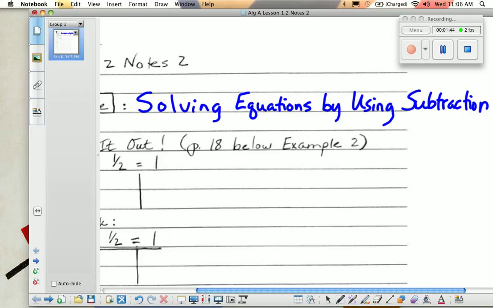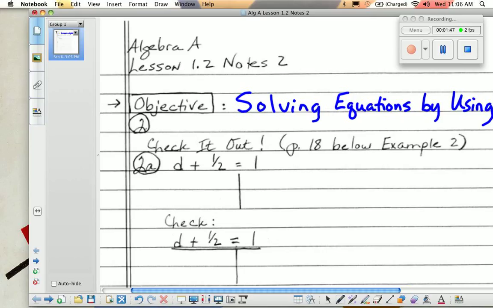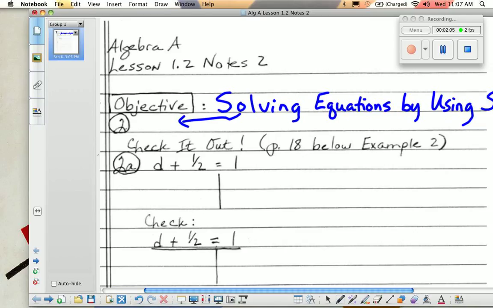If we're going to use subtracting to undo it, it's probably an equation that has addition in it. Okay, so let's go to the check it out. Oh, I put my objective in the wrong spot. There. That was really where it meant, but it doesn't really matter. We're not going to erase it and put it in a different spot. We're going to go to the check it out problem that is below example 2. Example 2 would be for you to study on your own time. And I've already written the problem, therefore it's d plus 1/2 equals 1 and 1/2.